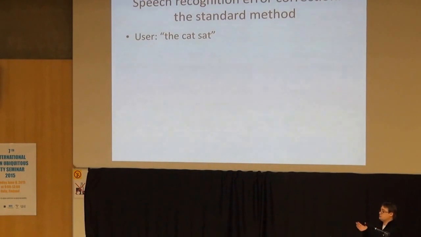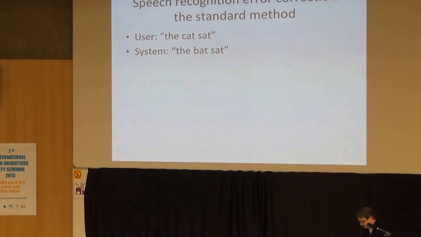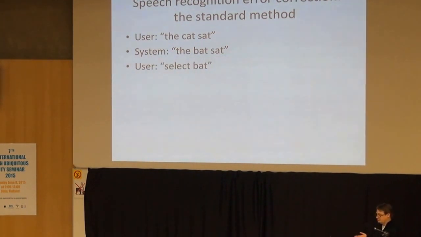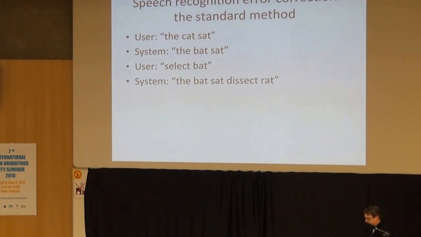You use a speech recognition system, and you're going to have an experience like this. The user says "the cat sat." The system outputs "the bat sat," because speech recognition isn't perfect, but it's getting a lot better, and it's never going to be perfect. The user then tries to correct the error using speech and says "select bat." So this is a speech command. The system recognizes this and outputs "the bat sat dissect rat." And then the user gives up on speech recognition.